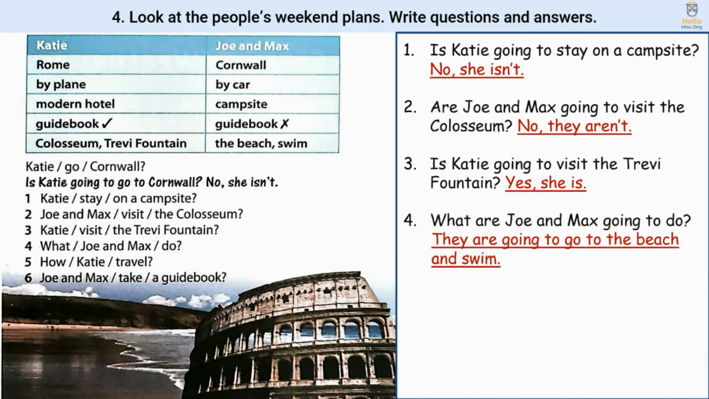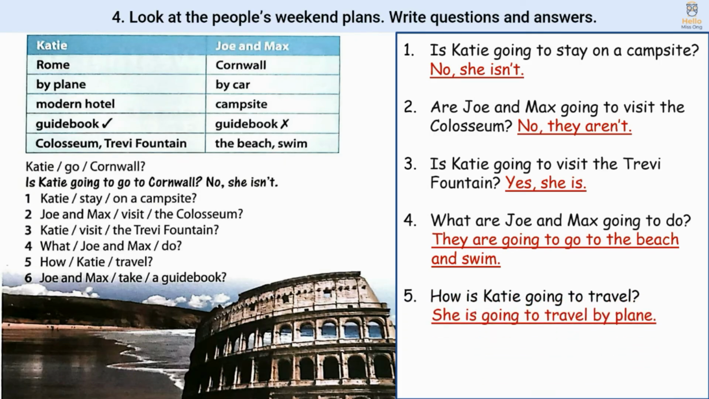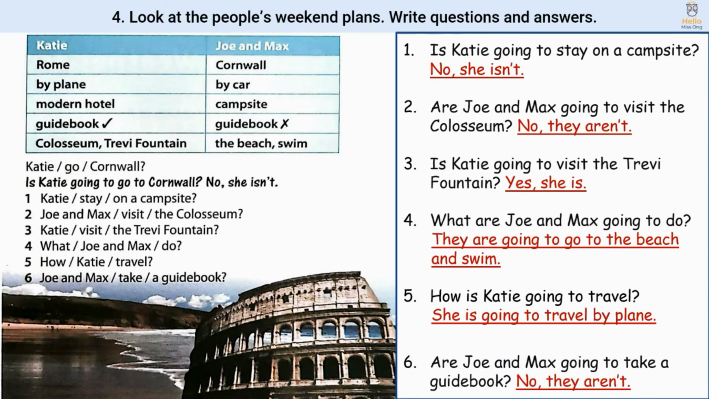4. What are Joe and Max going to do? They are going to go to the beach and swim. 5. How is Katie going to travel? She's going to travel by plane. 6. Are Joe and Max going to take a guidebook? No, they aren't.